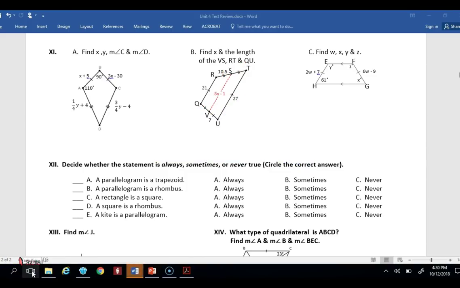Now we're on letter C for number 11. We're supposed to find W, X, Y, and Z. So here it appears that this is an isosceles trapezoid because we have a pair of parallel sides, EF and HG, and then we have 2 legs that are congruent, EH and FG. So when we're trying to find these angles, we know that base angles in an isosceles trapezoid are congruent, and so these angles are congruent to each other. So we know that the measure of angle X is equal to 61 because those angles are congruent.